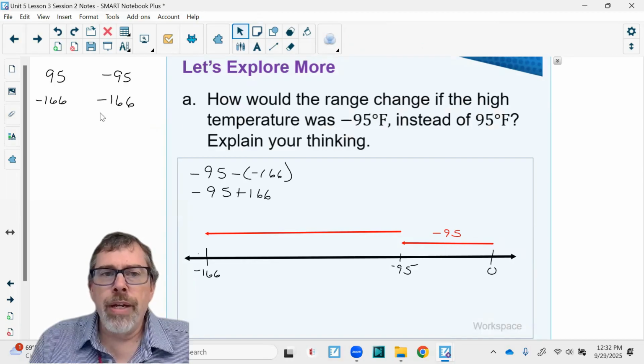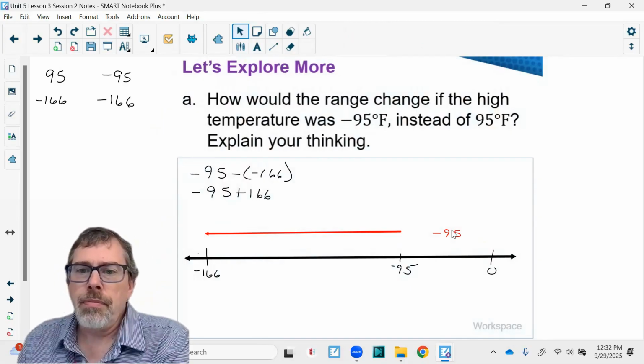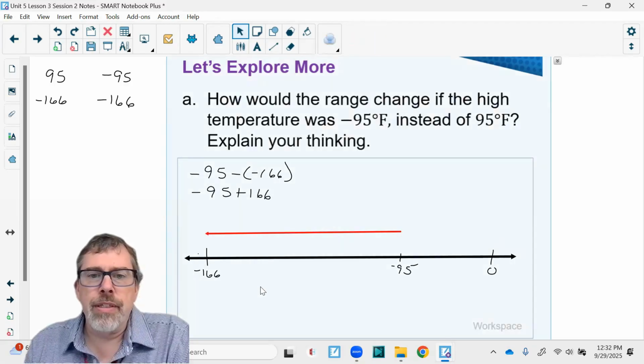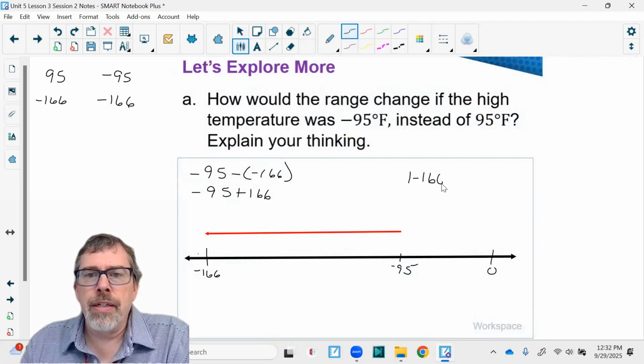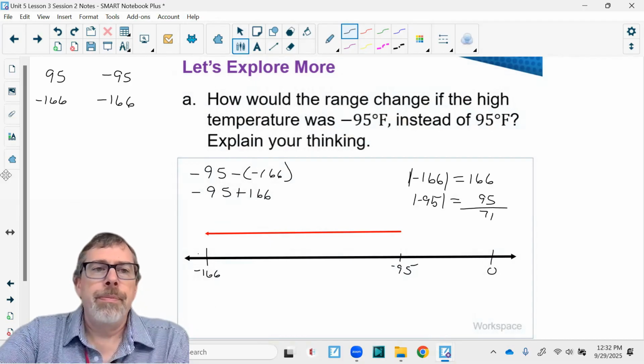Okay, so in this situation, I don't really want this one because we're only going from negative 95 to negative 166. How far is that? Well, let's take the absolute value of negative 166, and that's 166. Take the absolute value of negative 95, and that equals 95, and then subtract them, and we get 71.